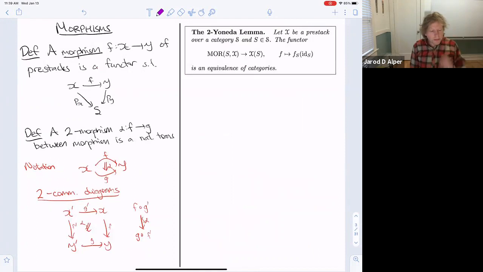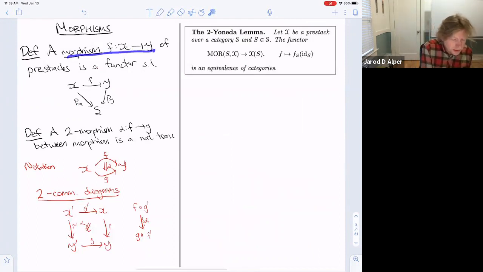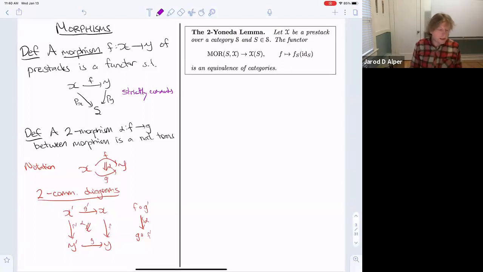And then getting to morphisms, to recap, a morphism of pre-stacks is just a functor, but we require that this diagram strictly commutes. Meaning that if you have an object of X, that object and its image under F live over the same object in the category S.